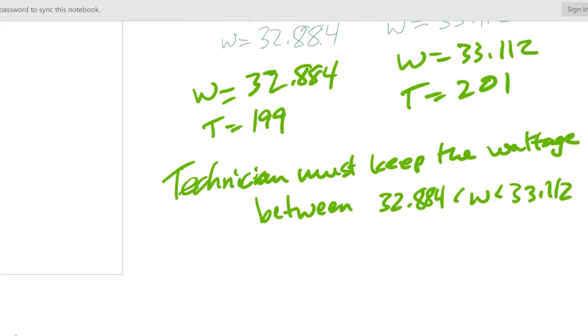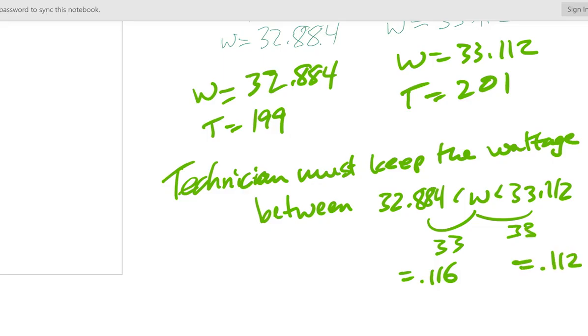So the difference between this and 33 is 0.116. And the difference between the other one and 33 is 0.112. So if someone said, well, I just want to keep it within a range that's the same on both sides, you would have to pick the smaller of the two, because otherwise, if you pick the bigger one, you might fall outside the range.